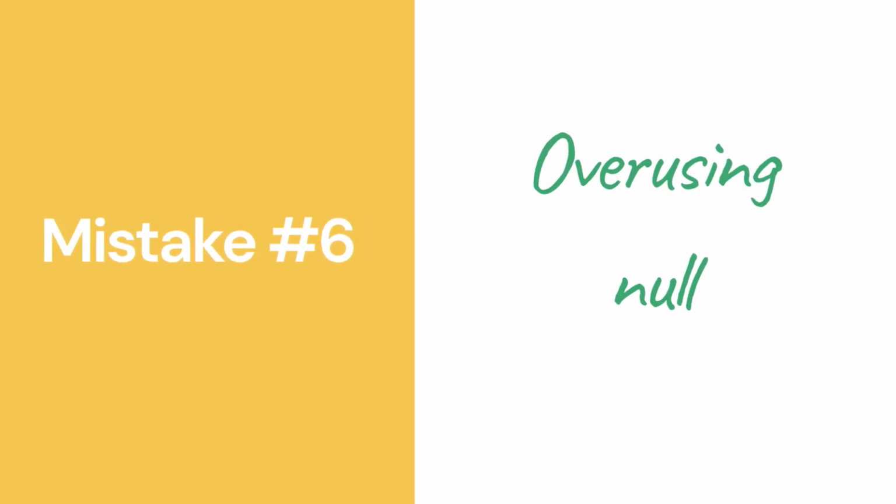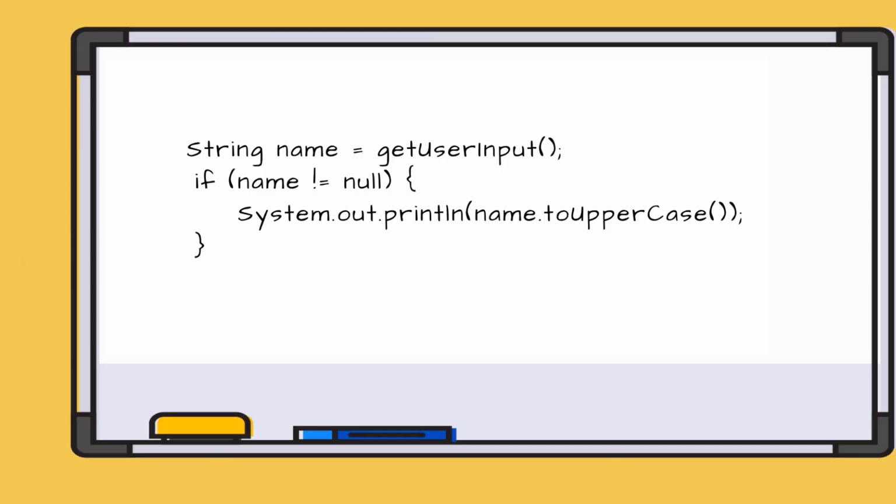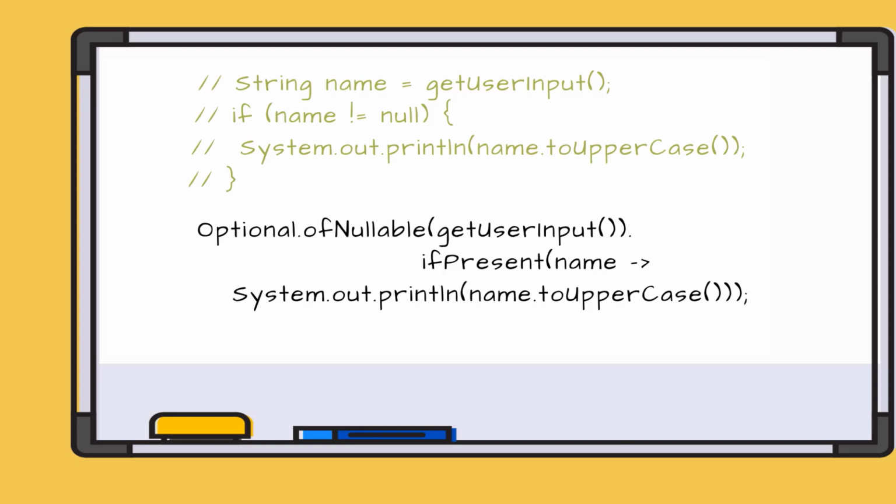How often do you check for null in your code? If the answer is a lot, that's a problem. Every null check adds unnecessary complexity, and if you forget one, then you get a NullPointerException. Using Java 8 Optional forces you to handle missing values safely and eliminates null bugs.